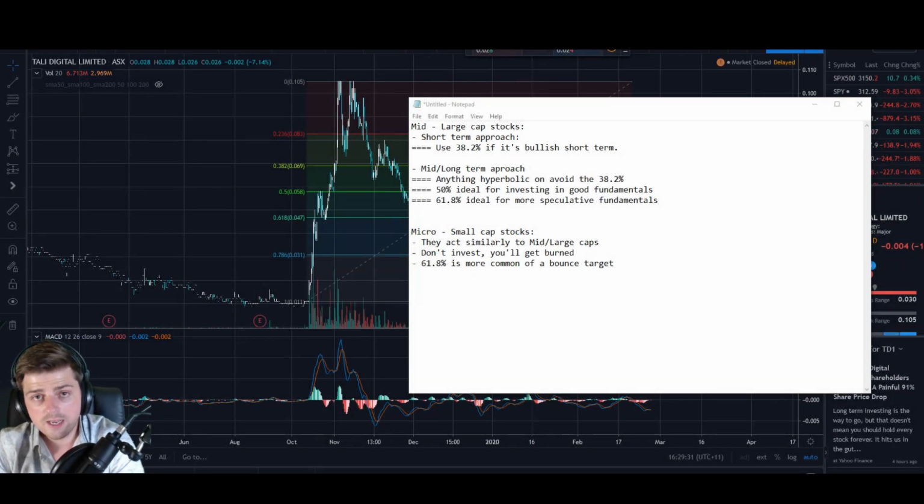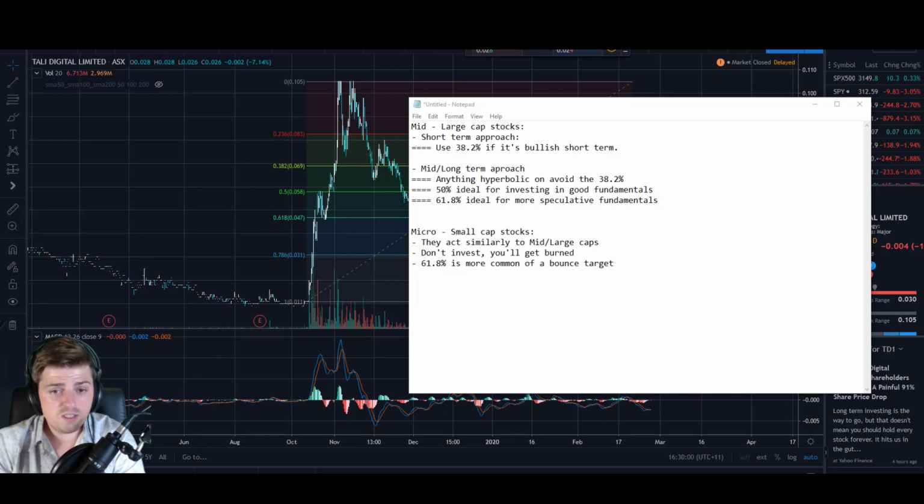Right. So a quick recap of what we've covered today. For mid to large cap stocks, the short-term approach, if we caught the news early, is the 38.2%. If something's bullish, then absolutely 38.2%, and you can use that on probably multiple occasions before it finally does a big pullback. And if you're looking for a mid to long-term approach to these mid to large cap stocks, then you're definitely going to want to avoid that 38.2%. You're just not going to get a good entry.